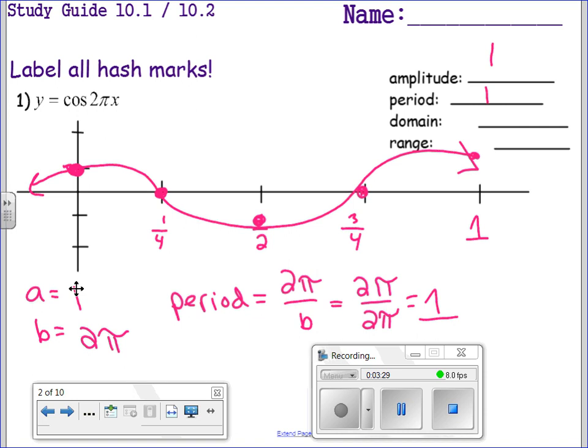What do we think the domain is? Where can the graph travel, left and right? Connor? Good. And the range is up and down, so just a -1 through 1.